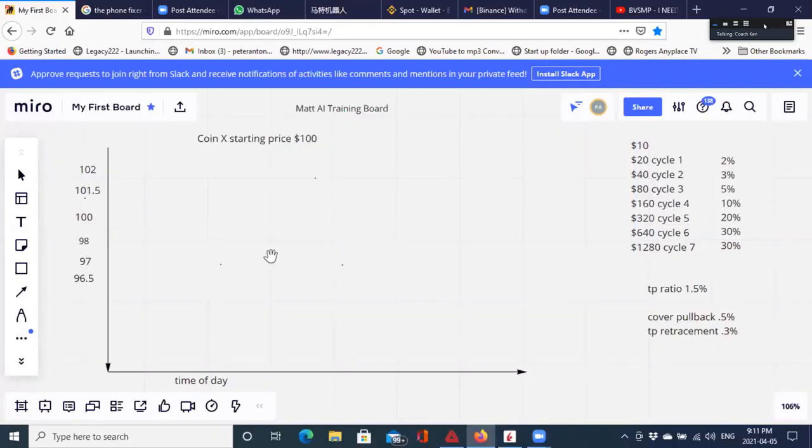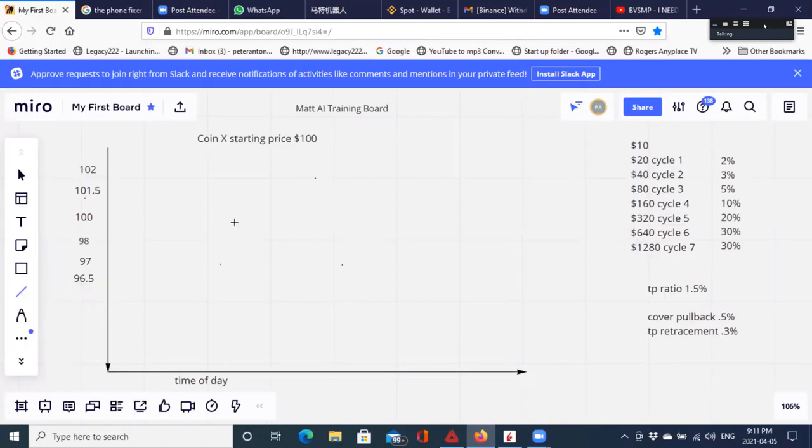So what we do here is we're going to show you, let's say, an arbitrary coin, coin X. It doesn't matter what it is. It could be Bitcoin, it could be Ethereum. I want to use a round figure number so we can follow along, okay? So if coin X, the price is $100, and let's say we enter the trade, let me try to put these lines in, at the $100 mark.